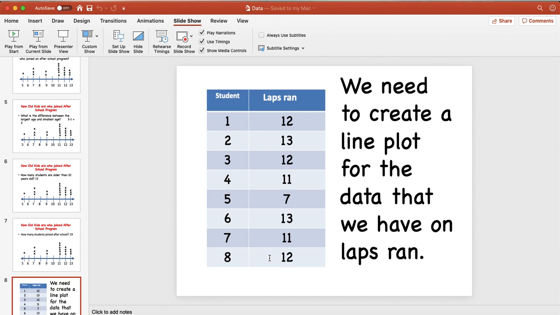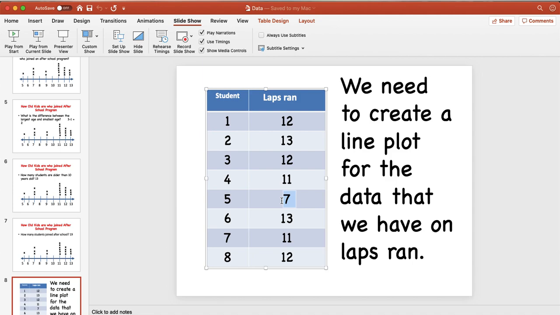And as you can see here, a lot of them ran similar laps, like student 1, 3, and 8. They all ran 12. Student 2 and 6, they both ran 13. And student 4 and 7 both ran 11, and only student 5 is the only one who ran 7. No one else ran 7. So a lot of them ran similar laps.